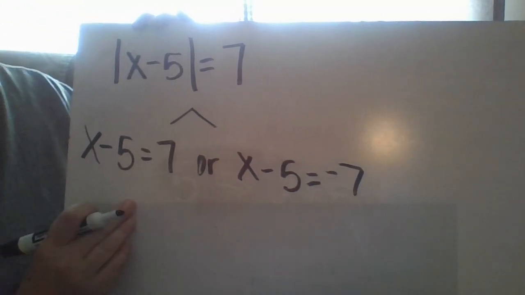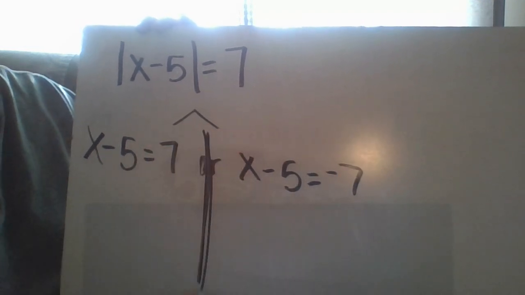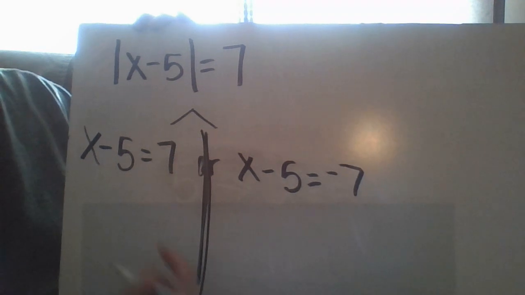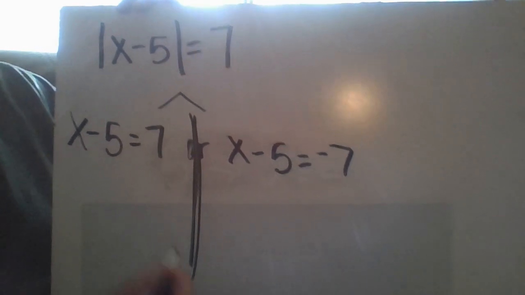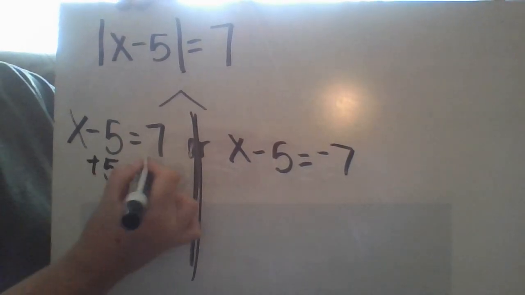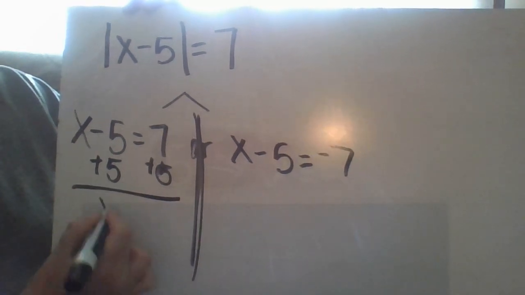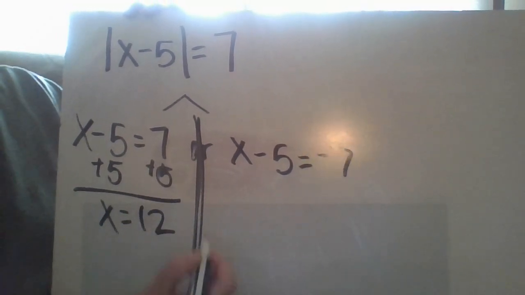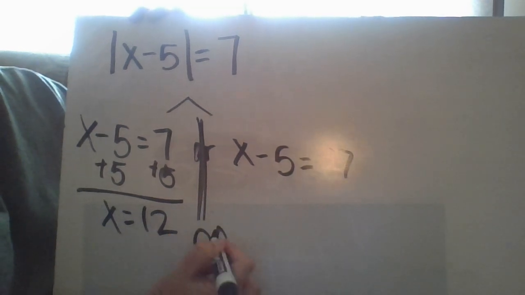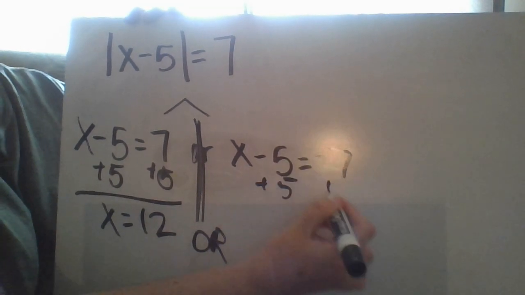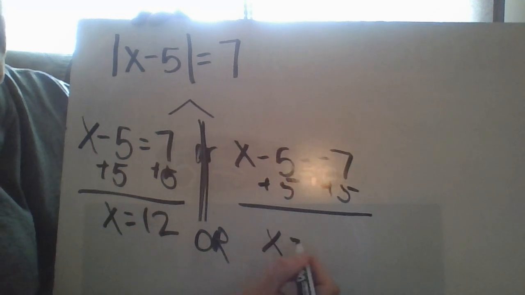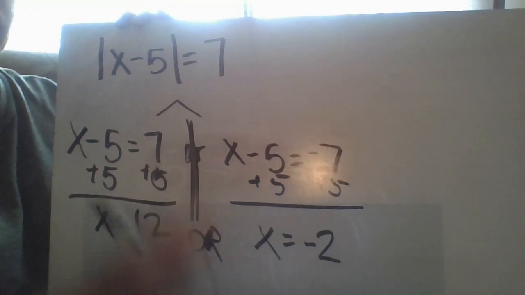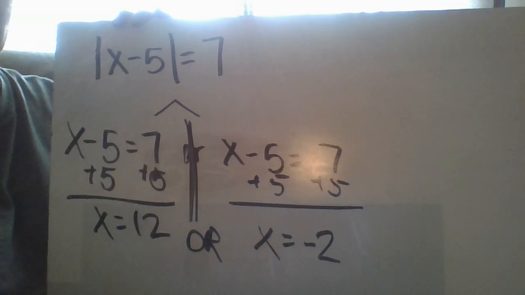So when we look at this, then you just solve it as though it's two separate problems. We've done OR problems before, and you solve for x on either side, acting as though it's two separate problems. So in this one, to get x alone, I'm going to add 5 to both sides. Therefore, x equals 12. Or on this side, if I add 5 to both sides, I'm going to say x equals negative 2. So x can equal 12 or negative 2 for this particular situation.